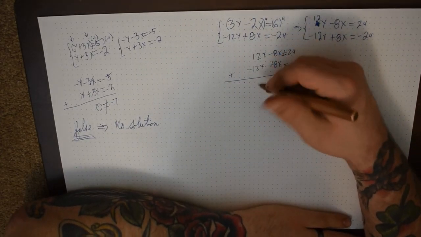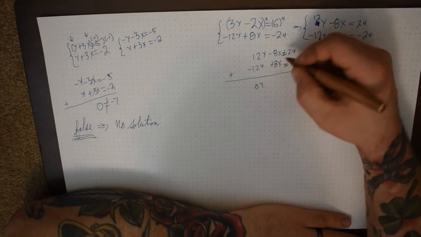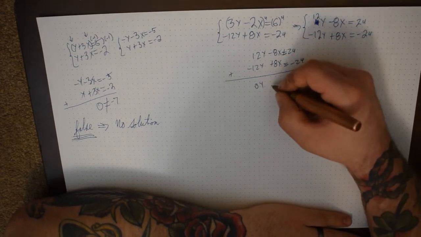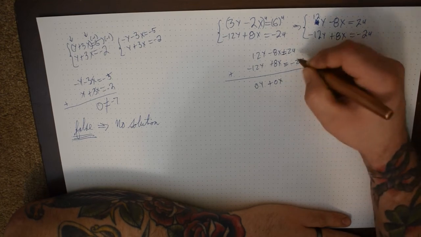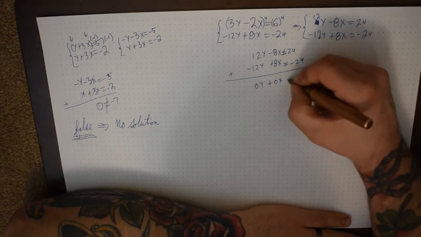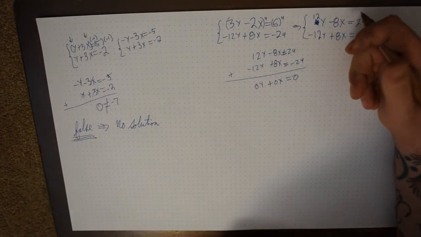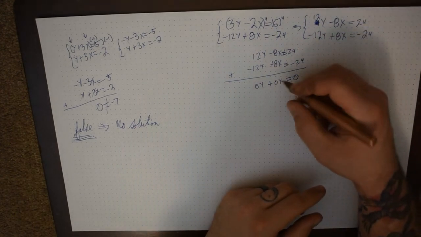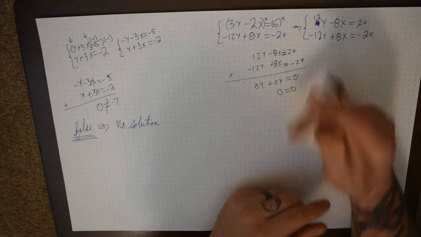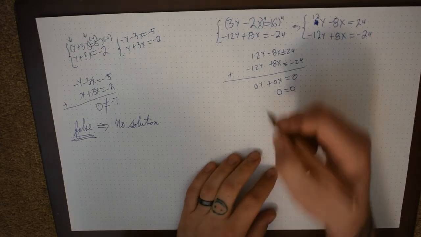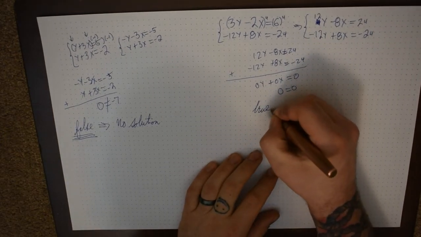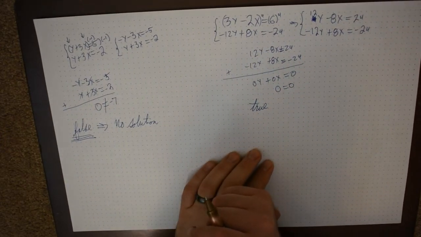12y plus a negative 12y gives us a 0y. Negative 8x plus 8x gives us no x's. And 24 plus negative 24 gives us no constants. This equation reduces to 0 equals 0, a true statement. A true statement regardless of the values of x and y.